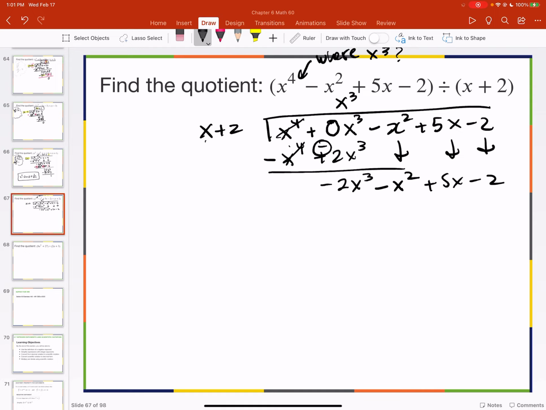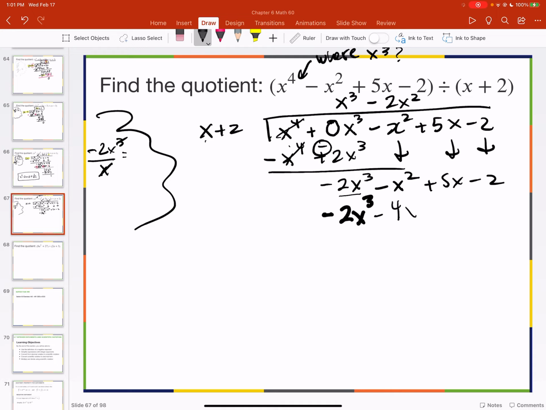So what do I multiply x by to get negative 2x cubed? That's right, you got negative 2x squared. Remember, we did the little negative 2x cubed divided by x, and it's the same thing, the exponent just goes down by 1. So negative 2x squared times x plus 2, distribute that: negative 2x cubed minus 4x squared, right? Because I multiplied this by this.